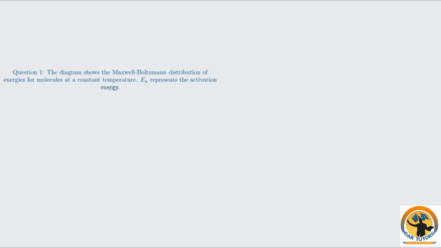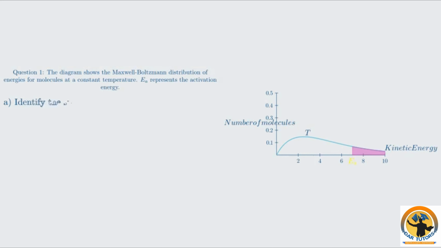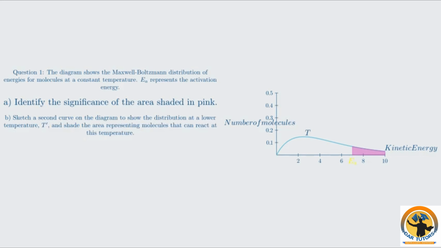Here is question 1. The diagram shows the Maxwell-Boltzmann distribution of energies for molecules at a constant temperature. E sub A represents the activation energy. Part A asks you to identify the significance of the area shaded in pink. Part B asks you to sketch a second curve to show how the distribution changes at a lower temperature, T prime, and to shade the new area corresponding to the fraction of molecules that can react. Take a moment to pause the video and work out your answer.